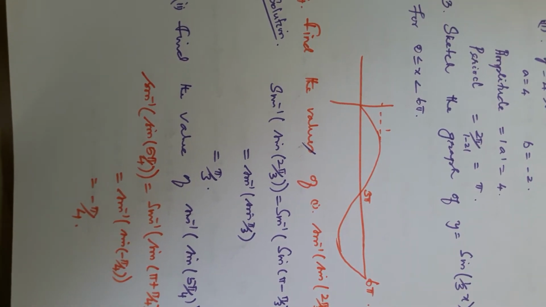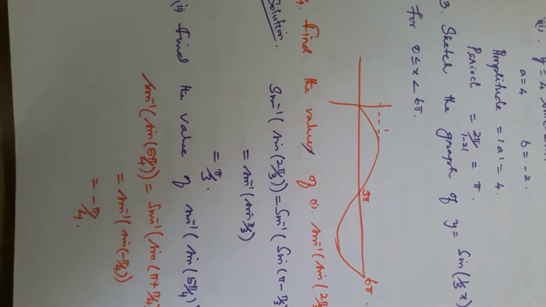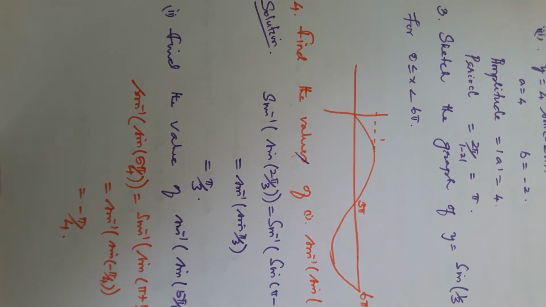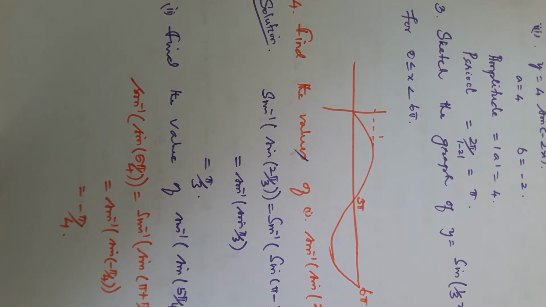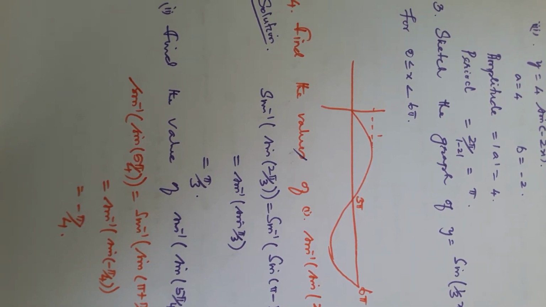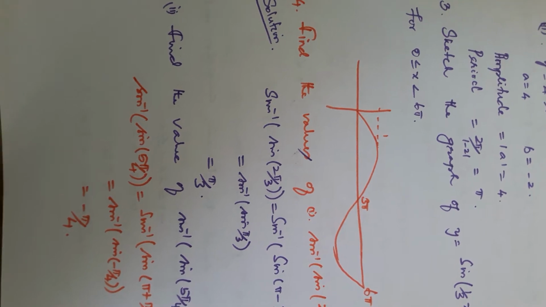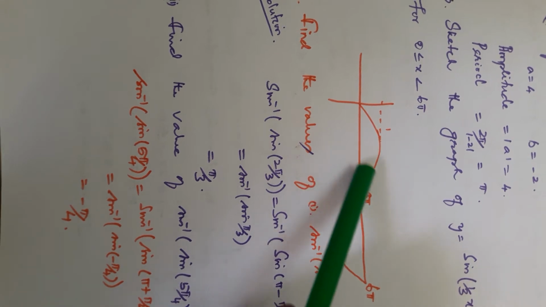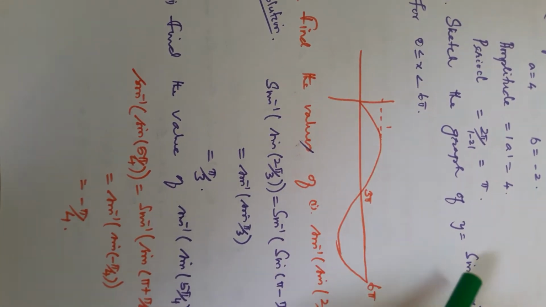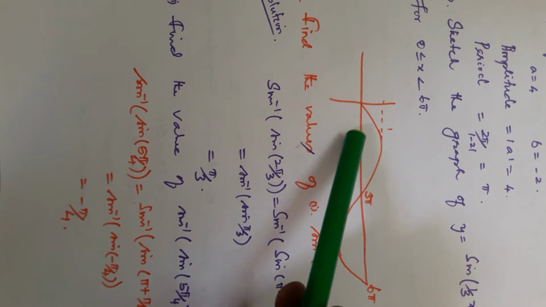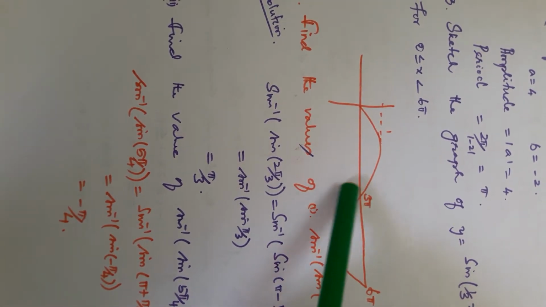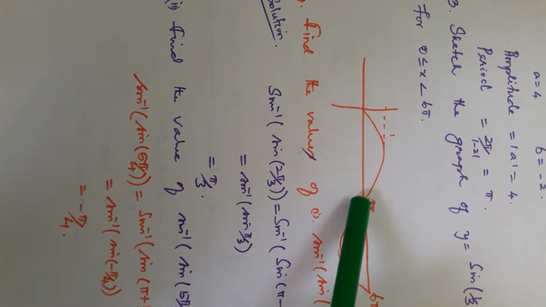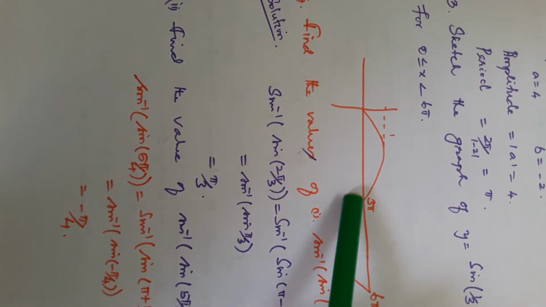Hence the graph y equal to sin(1/3 x) for 0 ≤ x < 6π. Okay, we have to draw the graph of a sine function. You know the sine function: sin(π/2) is 1, sin 180° is 0. Here it is not the sin x function, it is for sin(1/3 x). For sin x, at π/2 you get 1, at π you get 0, and after 180° you get negative values, which will be represented in the second part, right?